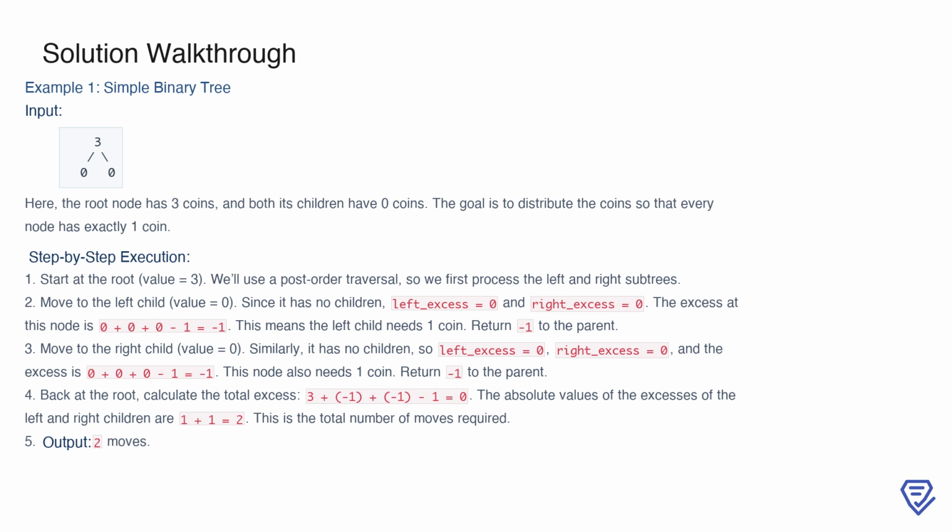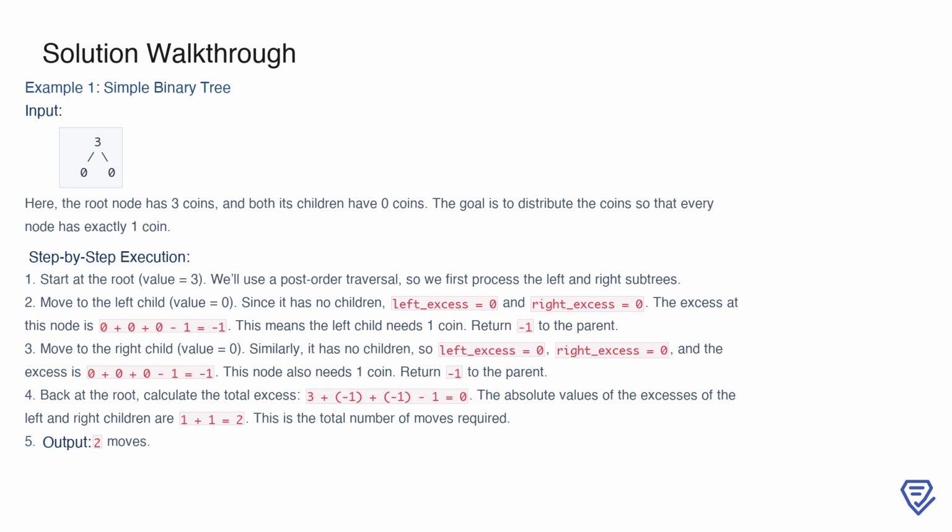Since this node has no children, the excess at this node is calculated as the total coins it holds, plus the excess from its left and right subtrees, minus the 1 coin it needs. This gives us an excess of minus 1, meaning this node needs 1 coin. We return minus 1 to its parent. Similarly, for the right child, which also has a value of 0, the excess is calculated to be minus 1, as it also needs 1 coin.